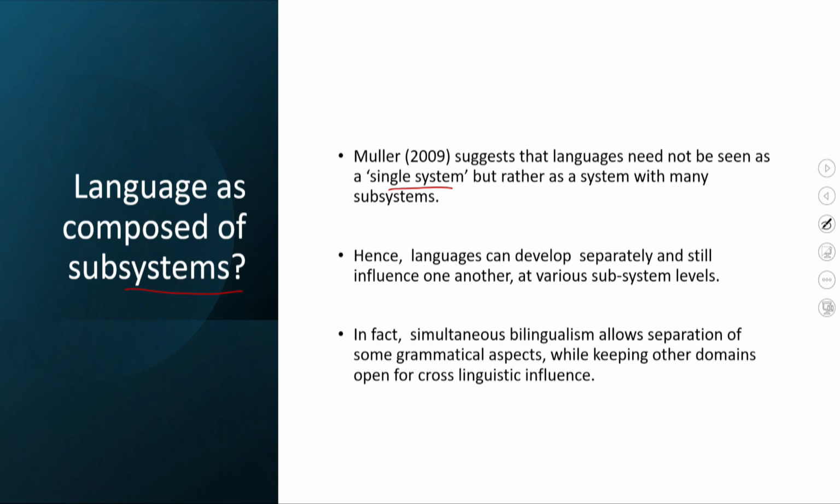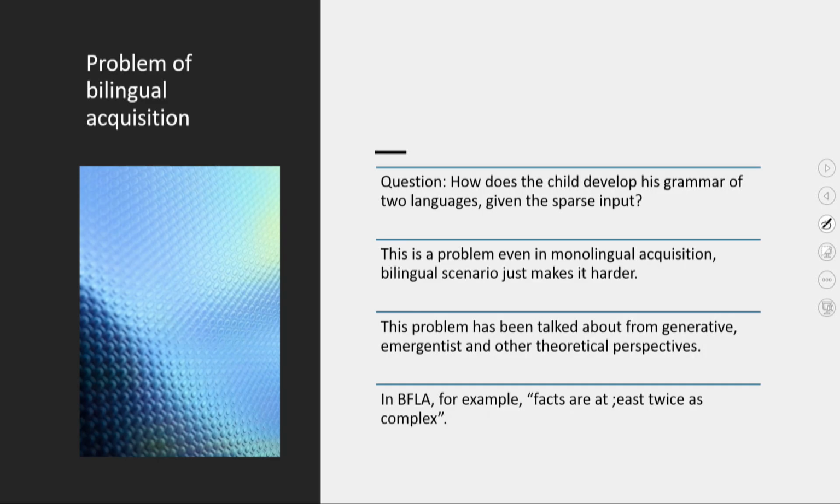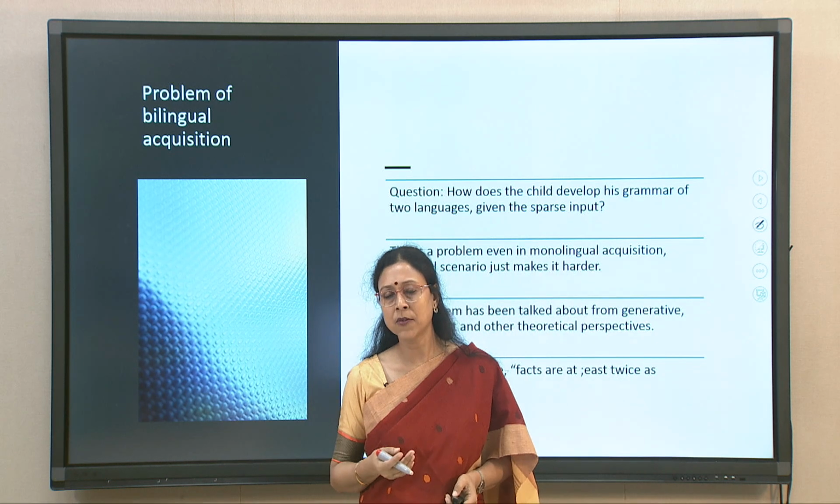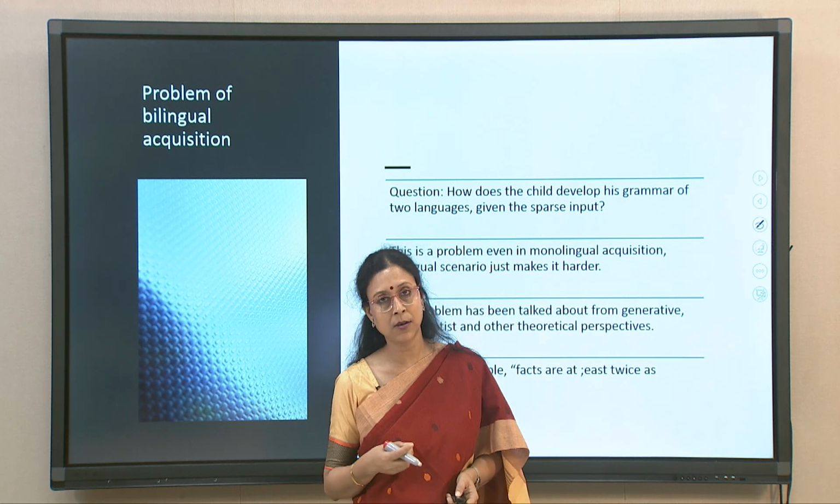So, even when languages are developing separately, on the whole they are separate, but at a subsystem level there might be some amount of give and take between the two first languages. In fact, simultaneous bilingualism allows separation of some grammatical aspects while keeping other domains open for cross linguistic interference or influence.